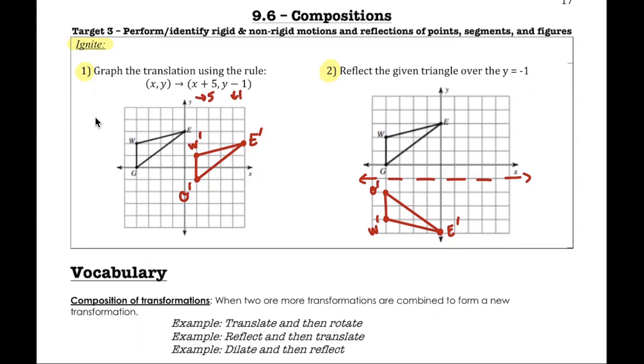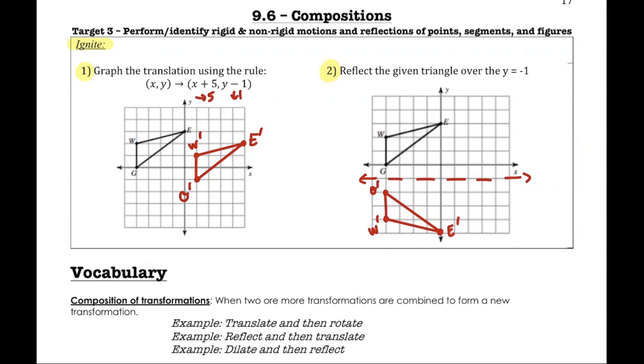Based on this rule, translations are just a shift somewhere on the graph. So when we have x plus 5, that just means that we are moving to the right 5. And if it's a y minus 1, it means the graph is moving down 1 in this case. So when you do that, make sure that you have your points labeled correctly. We want to make sure we use this prime notation because that lets us know that that's where the shape has been moved.